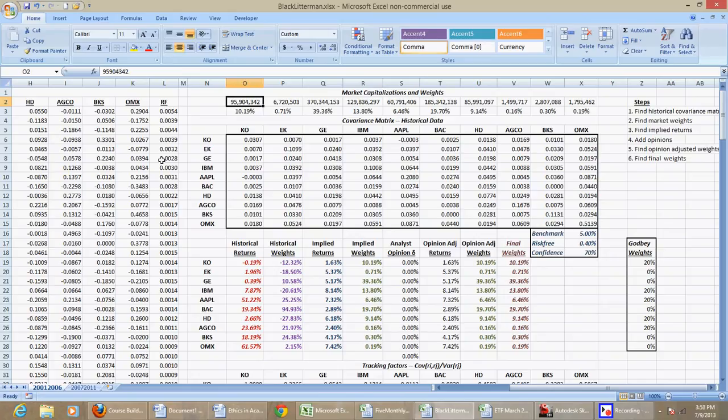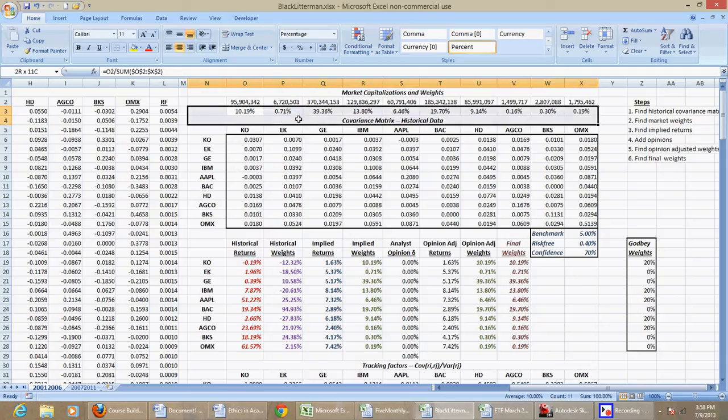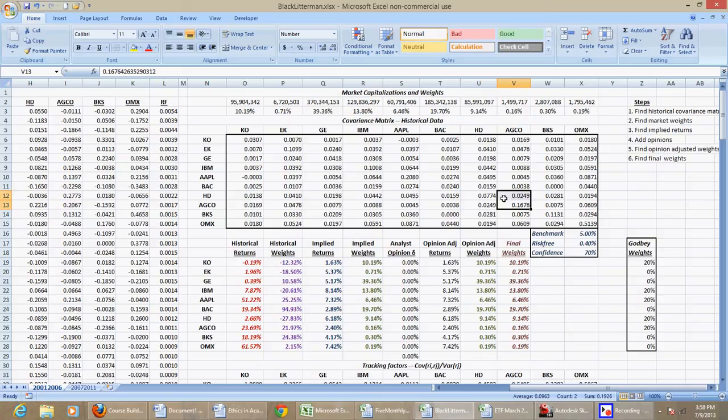I can look and see that the market has 10.19% of its money in Coke, 0.71 in Eastman Kodak, 39.36 in GE, and so forth. If markets are perfectly efficient, this is the optimal risky portfolio right here. It's already given for us. And Black and Litterman said, let's back out the implied returns, because what did we need to come up with the optimal risky portfolio we've already done in class? We needed the returns and the weights.